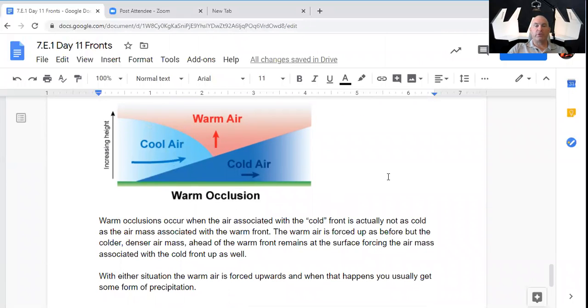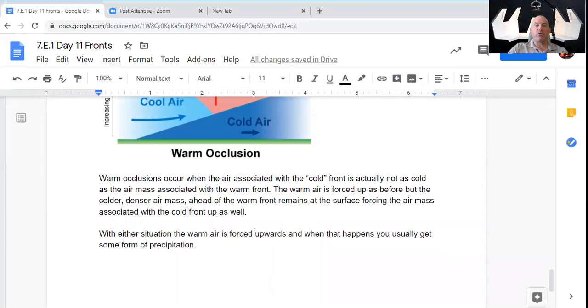So warm occlusions occur when the air associated with the cold front is actually not as cold as the air masses associated with the warm front. Warm air is forced up as before, but the colder, denser air mass ahead of the warm front remains at the surface, forcing the air mass associated with the cold front up as well. So this cooler air, remember, colder air is more dense. This cool is not the same as cold as this one, so it's going to ride up as well.